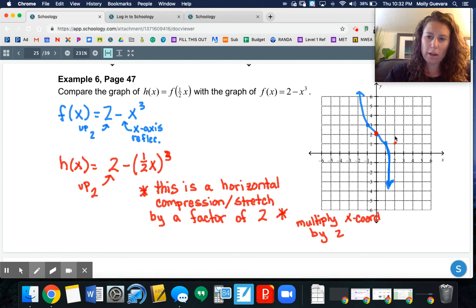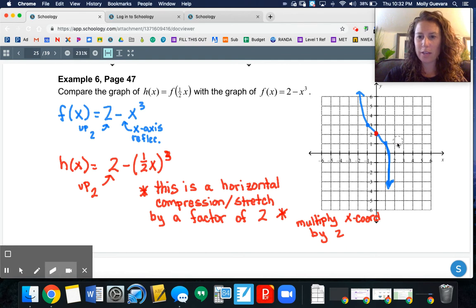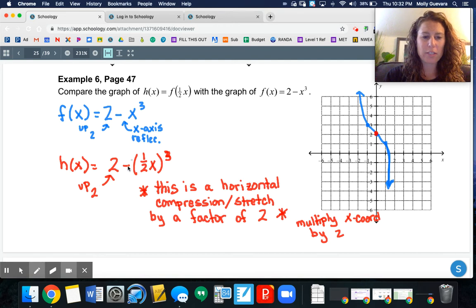Oh, I forgot to move it up 2. Oh, and it has an x-axis reflection. You guys, why are you not yelling at me about this stuff? Holy moly. Okay, let's try this again. So it's negative. Okay, so 1, 1 then comes out to 2, 1 because of the 1/2. Then it reflects over the x-axis because of the negative, and then it goes up 2. Whoosh! That's a lot.